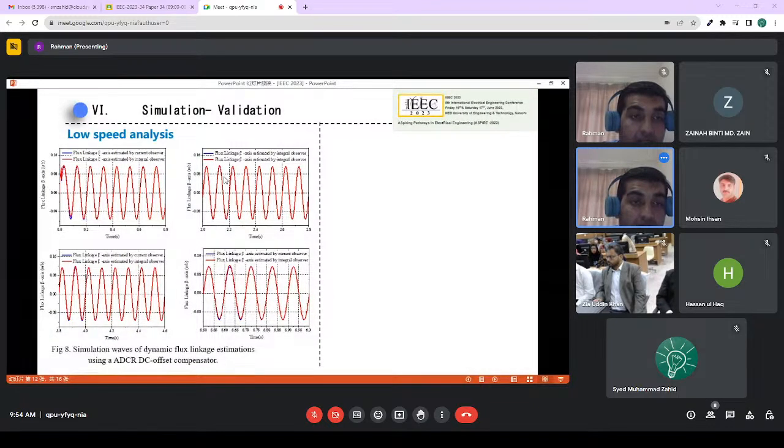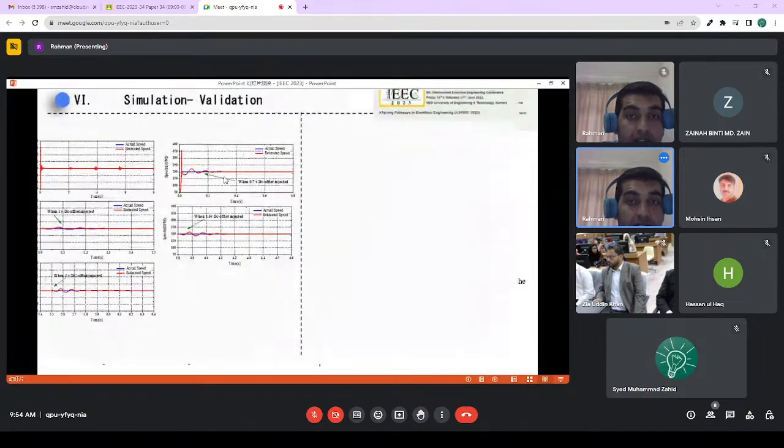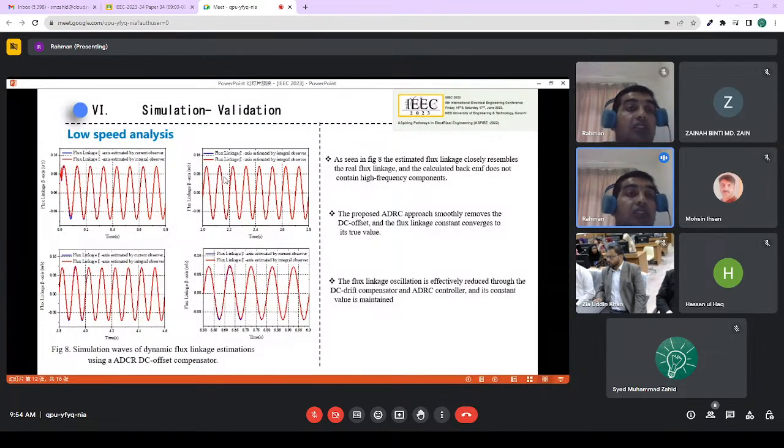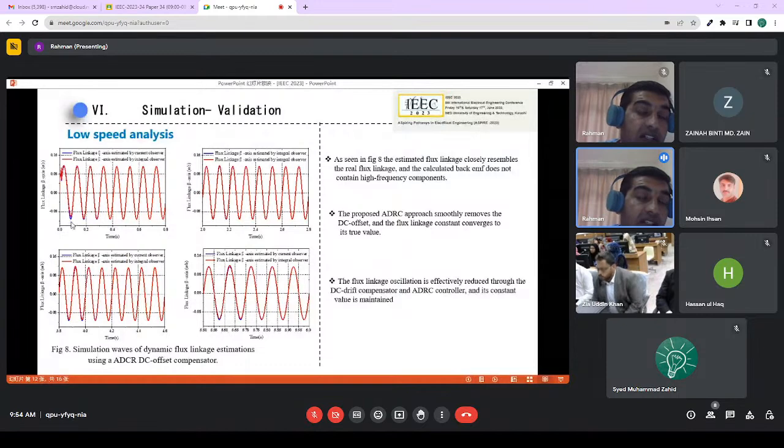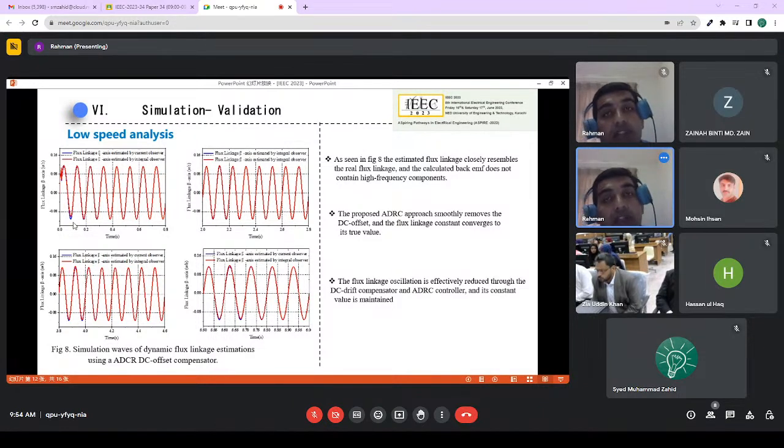As we can see, for the flux linkage, the state of flux linkage, we use our proposed method, and whenever we inject the DC offset at 0 seconds, we can see some small overlap. There's a small disturbance whenever we inject the DC offset, but due to the proposed ADRC approach, the DC offset is removed and the flux linkage constant converges to its true value. The flux linkage oscillation is effectively reduced through the DC drift compensator and the ADRC controller, and a constant value is maintained.